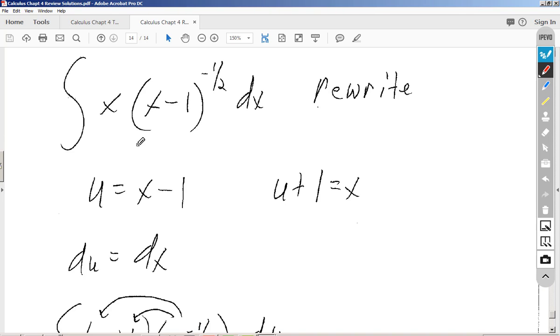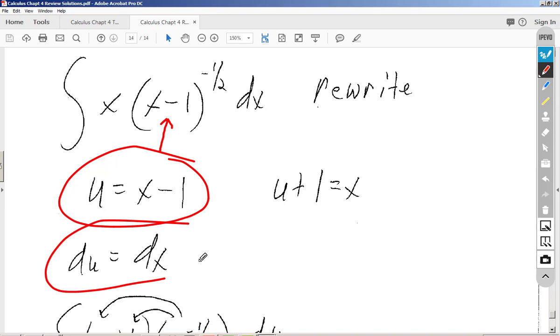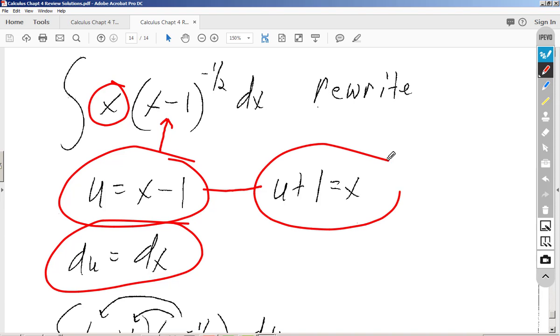So I'm going to let u equal x minus 1. So du is going to equal dx. So I'm going to notice that I'm missing this x right here. So I'm going to take my equation right here and I'm going to rewrite it. I'm going to add 1 to both sides, so I know that u plus 1 all equals x.